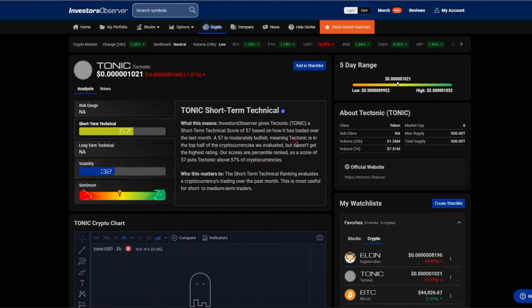It is looking moderately bullish, meaning Tectonic is in the top half of cryptocurrencies we evaluated, but doesn't get the highest rating. Our score is a percentile rank, so a score of 57 puts it above 57% of cryptocurrencies. Very, very nice. Volatility is looking great, where we want it, in a low volatility score. Anything further is in an extremely volatile position. And then sentiment, we are sitting right in the middle, and that's the overall crypto market. Is it at a neutral sentiment?